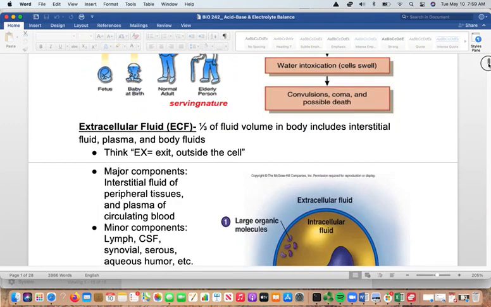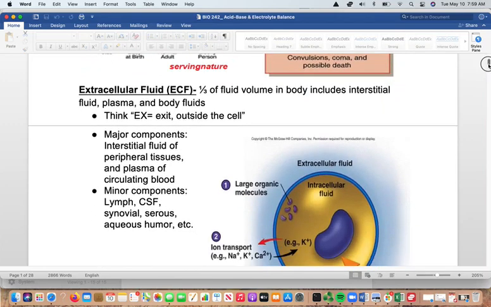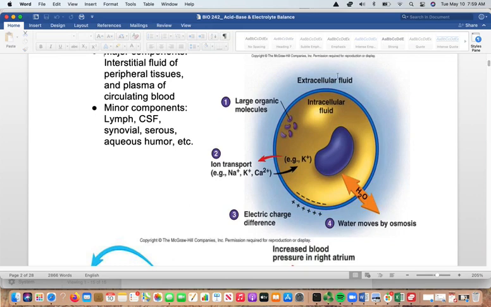So we have intracellular fluid and extracellular fluid. Extracellular fluid is about a third of the volume. This will include interstitial fluid, plasma, and body fluids. Most of the interstitial fluid is in the peripheral tissues and the plasma of the circulating blood. There's also some in lymph, cerebral spinal fluid, synovial fluid, and the serous aqueous humor. With this picture here, you can see intracellular fluid is inside the cell, extracellular fluid is outside the cell.